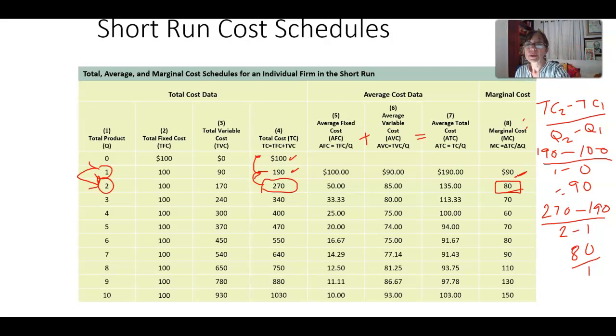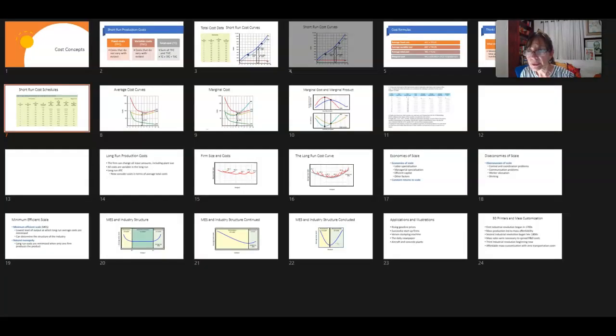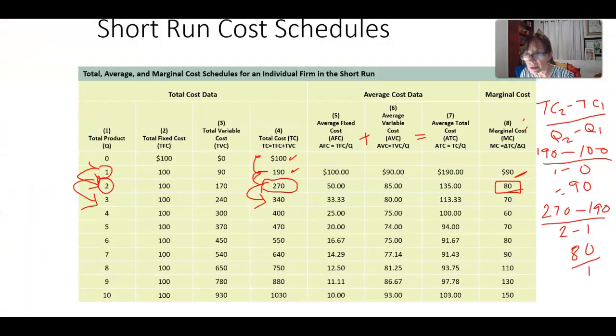So if I produce a third unit, my cost is going to go up to $340. Okay, so what is my marginal cost? How do we figure that out? Let me erase some space, give us some room here. Whoops, sorry, didn't mean to do that. So let me erase the stuff that we already did.